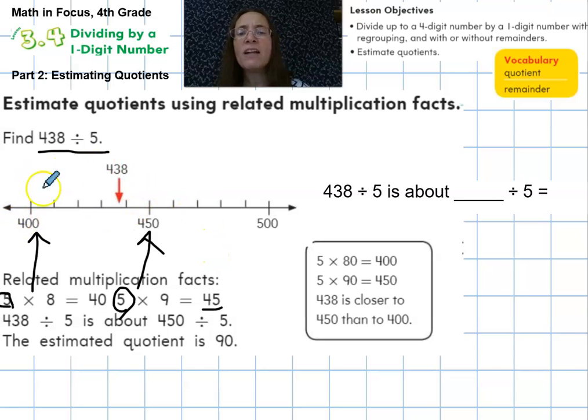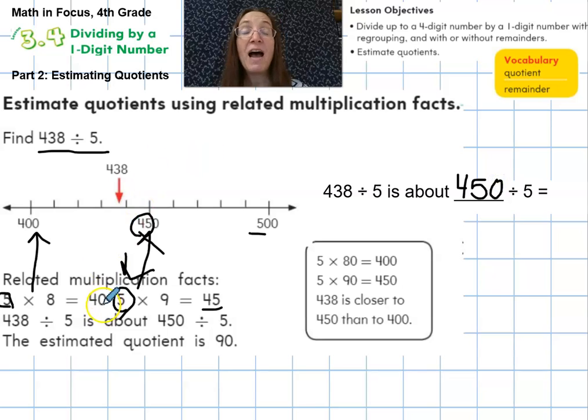So we are not just thinking about the highest place value here. What we're really looking at is, will this number work with the divisor? And then we have to consider which would be better to estimate to. 438 is closer to 450. So what we should do is round 438 to 450. Because 45 divided by 5 equals 9, 450 divided by 5 will equal 90. Because we're looking at all these relationships, it's more of an intellectual challenge.